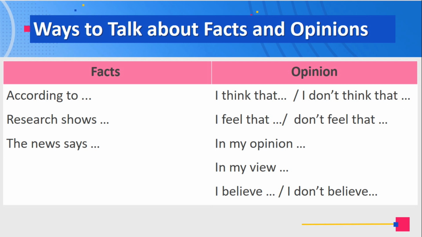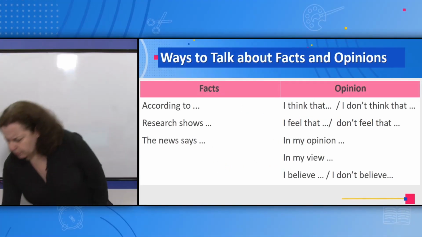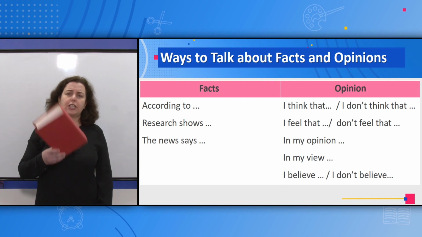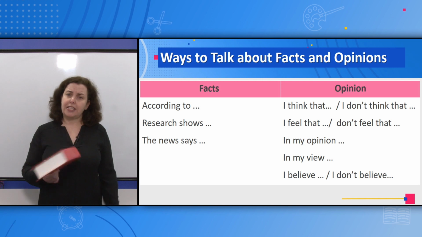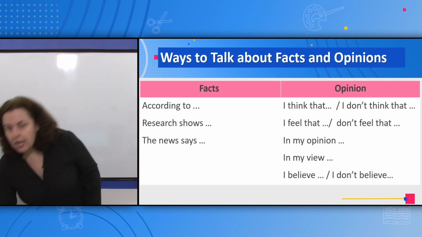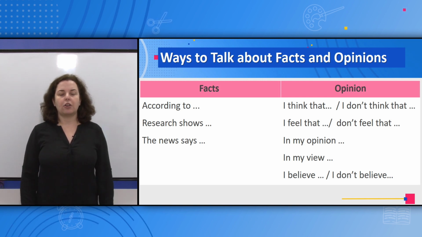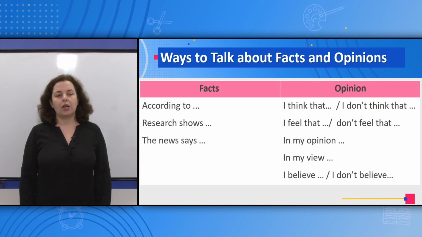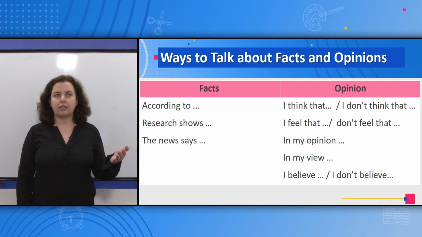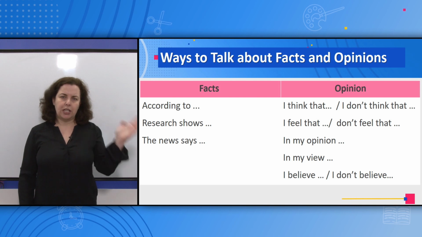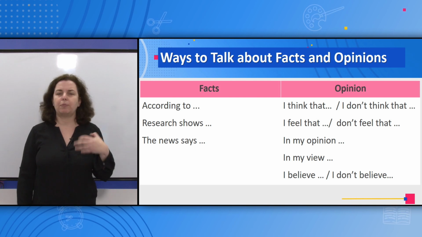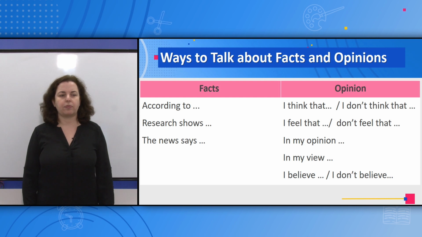The first statement says, according to. If you say, according to the dictionary, the word apple is a fruit, that's a fact. The second one is research shows. Research shows that smoking is very bad for you. This is a fact. We know that smoking is not good. Research shows that. People studied that.